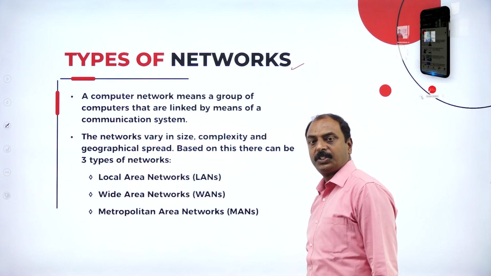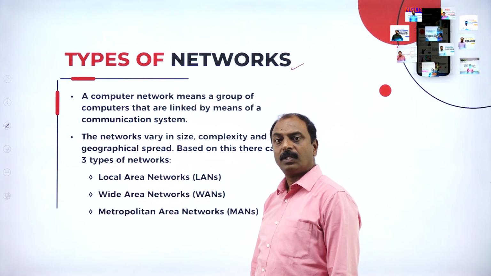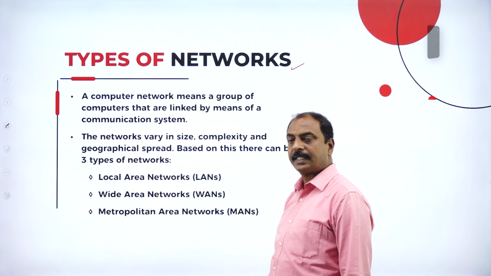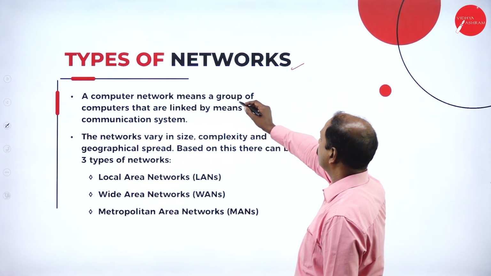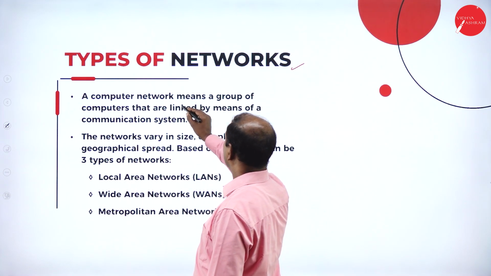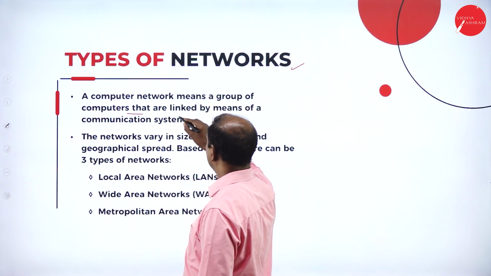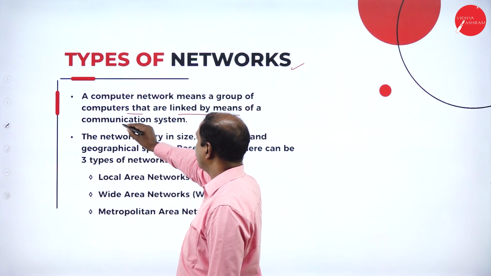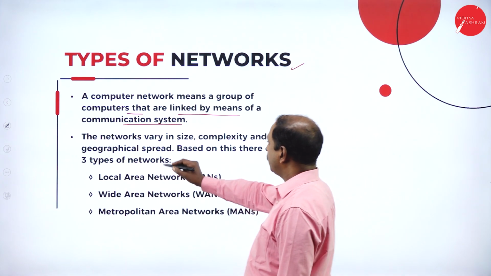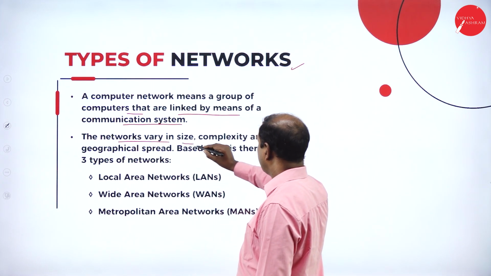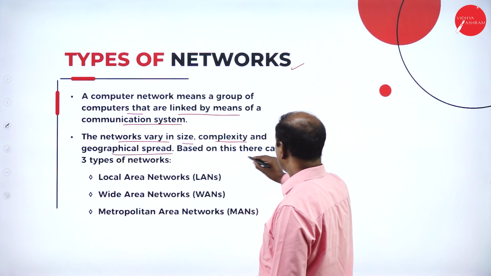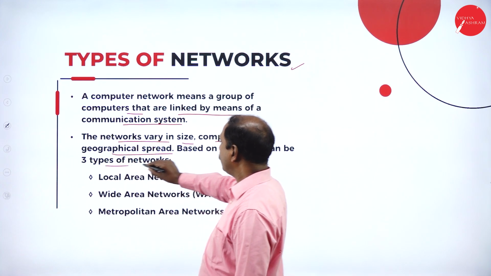So in our previous session, we have learned the definition of computer network and network applications and architecture. Now here, let us see what are the different types of computer networks. A computer network means a group of computers that are linked by means of a communication system, and the networks may vary in size, complexity, and geographical spread. Based on this, there can be three types of networks.